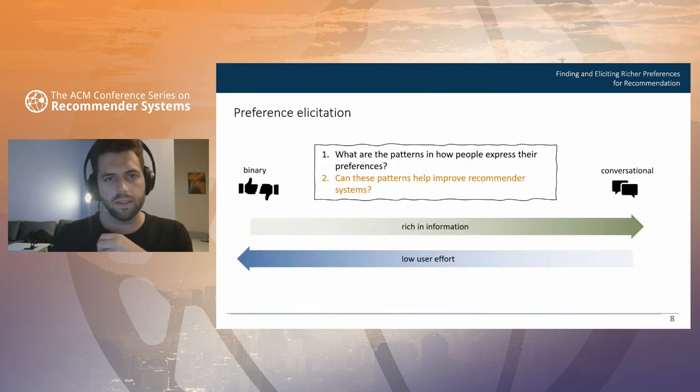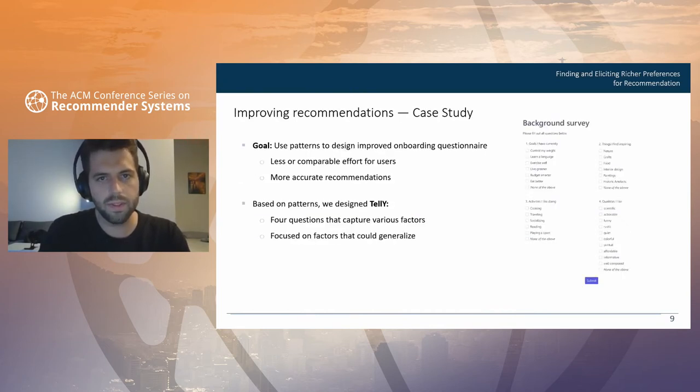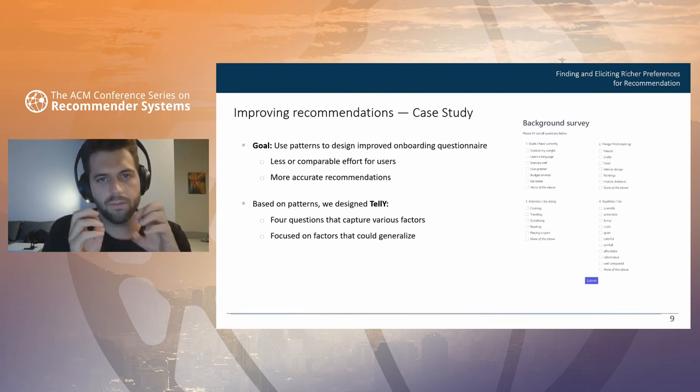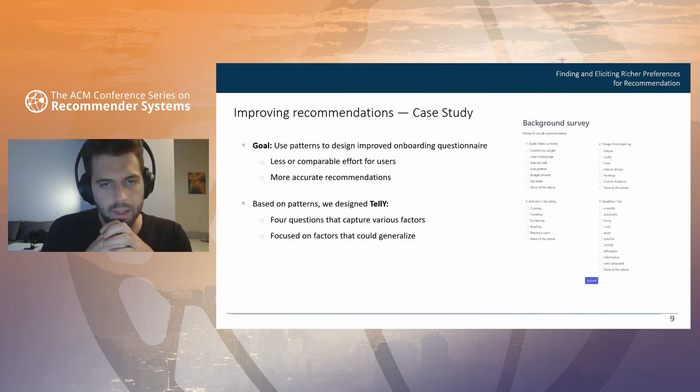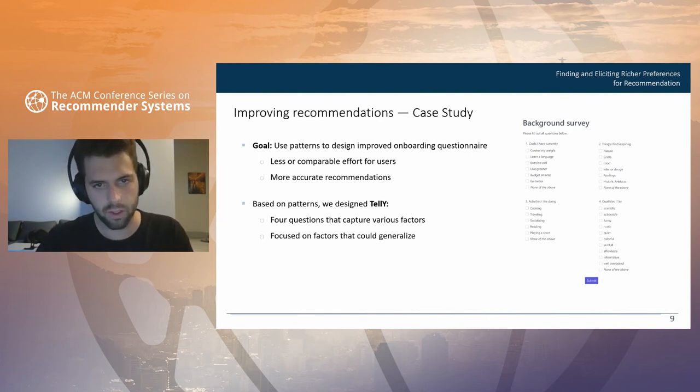And this is something that we also explored in the second question: can these insights help improve recommender systems? What we did here is we carried out a case study where we used the patterns and insights from the need-finding study to design an improved onboarding questionnaire. Our goals were to have less or comparable effort for users and overall yield more accurate recommendations based on that onboarding questionnaire. So we designed a survey that we call Tell Why, where we had four questions that capture various factors. We focus on factors that we thought would generalize well. For example, people that you know is probably too specific for recommender systems to generalize from if you don't have the social network information.